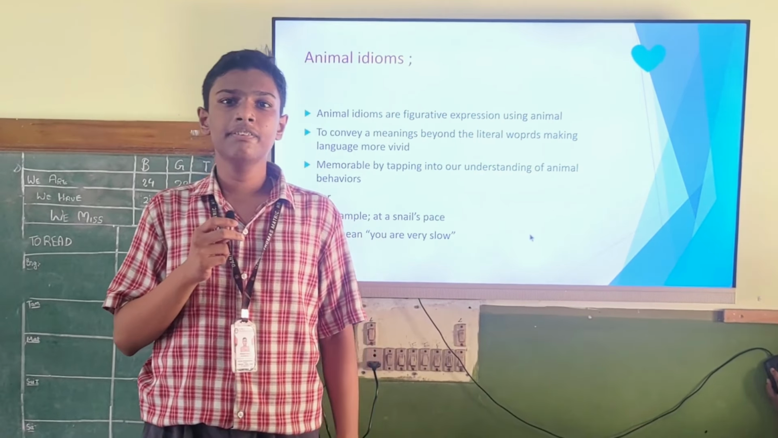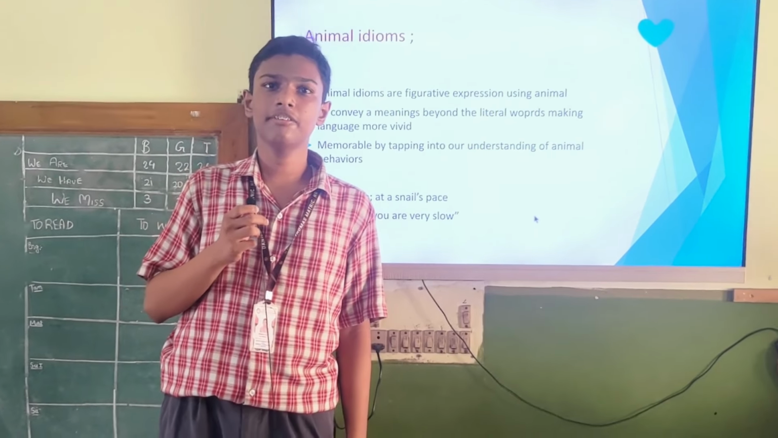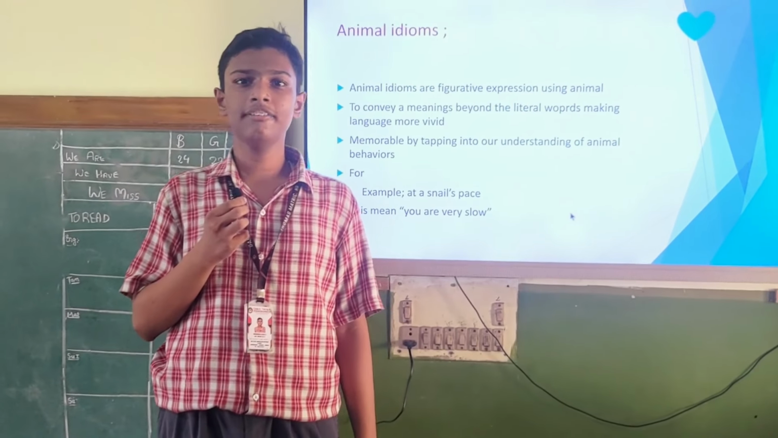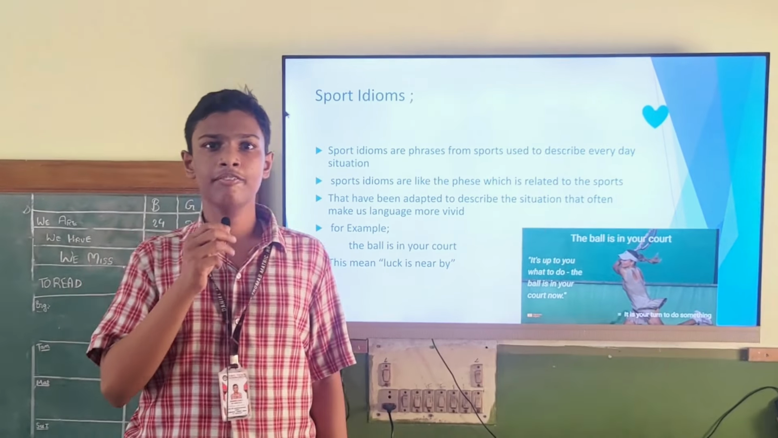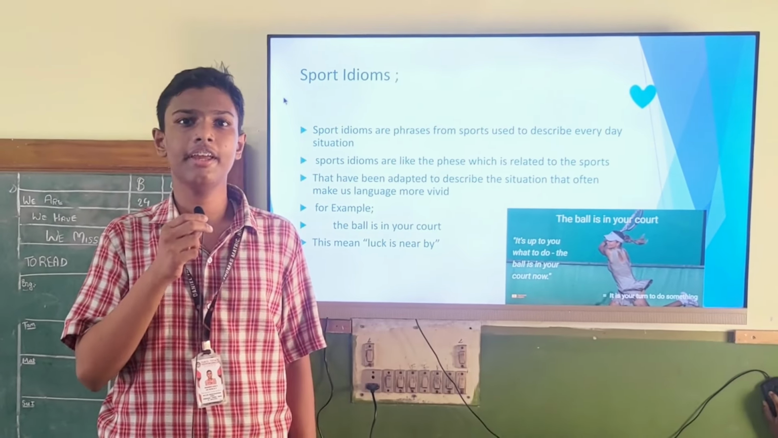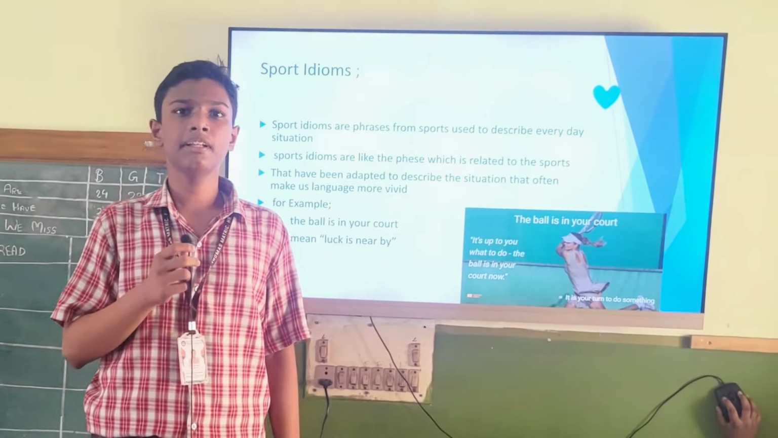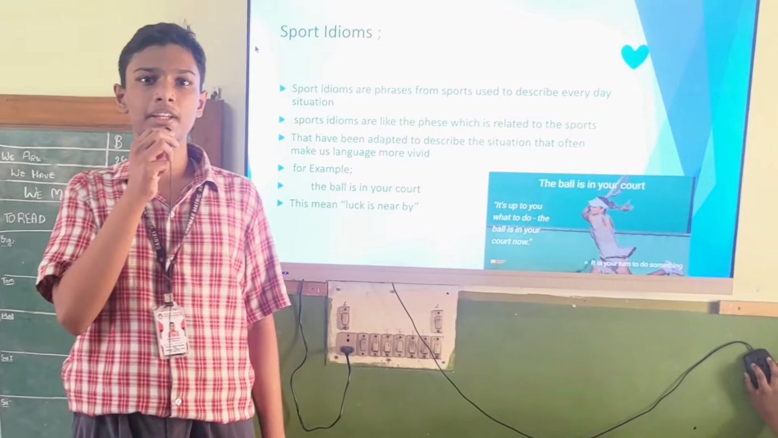Animal idioms are idioms which have the name of an animal to describe a situation. For example, at a snail's pace, which means moving very slowly. Sports idioms are phrases that describe sports in everyday use. For example, saved by the bell. This means to be saved by a last-minute intervention.